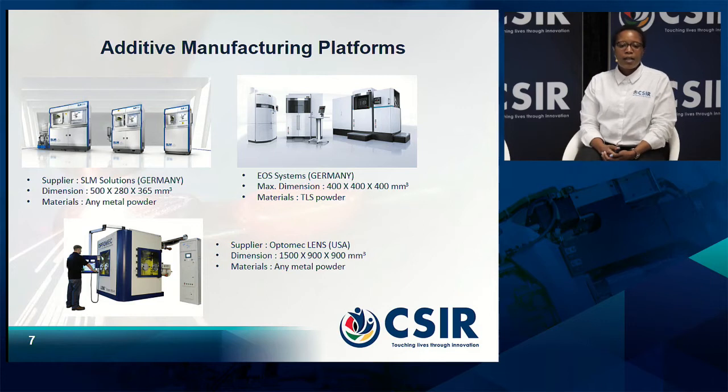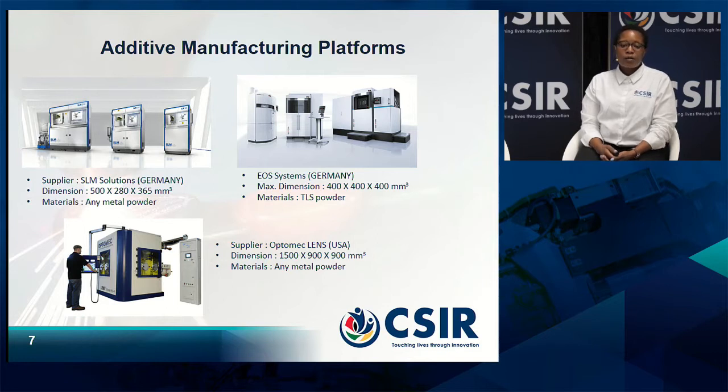The second system is EOS, also based in Germany, and they have a powder bed maximum of about 400 by 400. But the drawback with the EOS system is that it's specific to a certain metal powder, so one cannot explore any other metal powder except from a specific manufacturer. The two systems that I've just shown are powder bed systems.